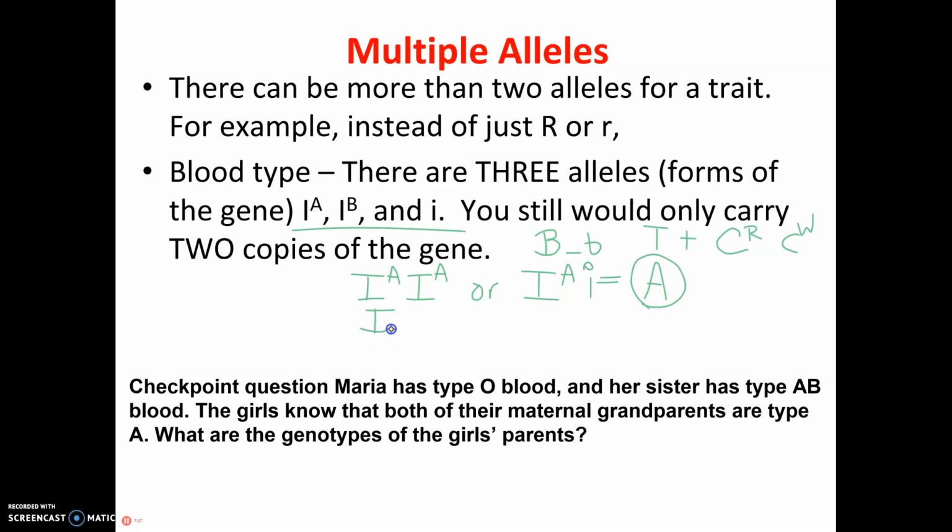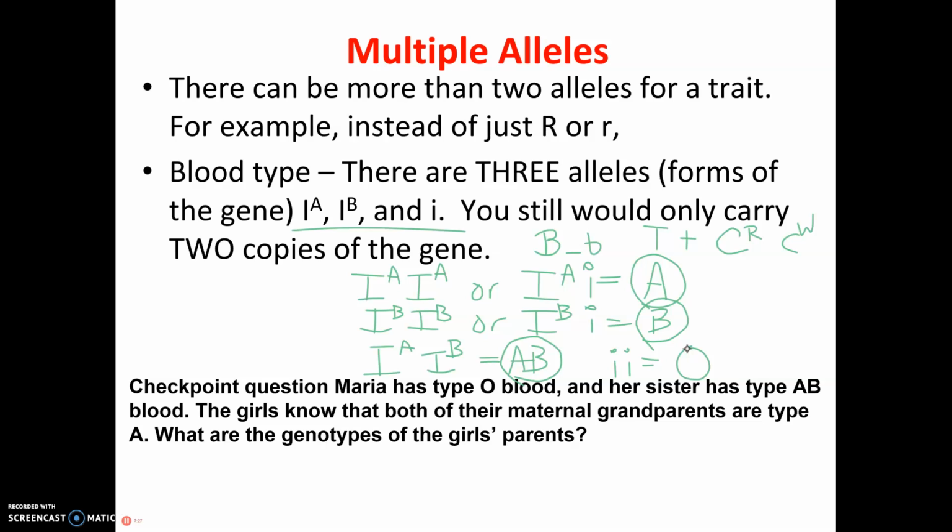If you are IB or IB little i, your blood type will be B. If you are IA IB, your blood type will be AB. And if you are little i, which is recessive, you will be blood type O, which happens to be the most common blood type in this country, even though it's recessive.